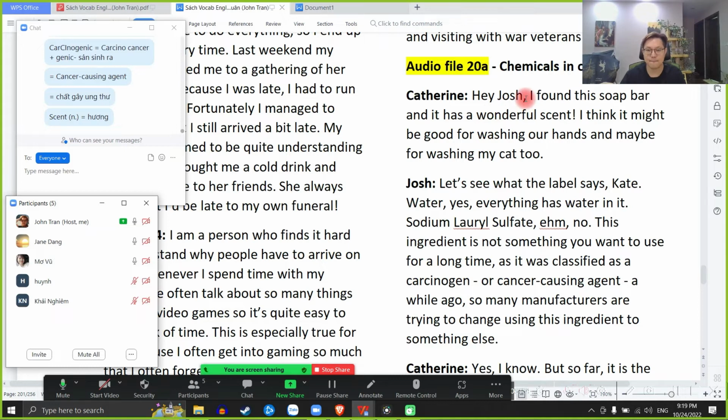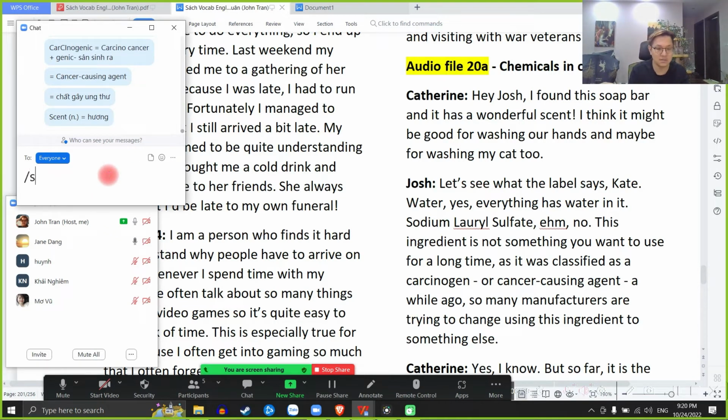Hey, Josh. Hey Josh, I found this soap bar and it has a wonderful scent. I found this soap bar. It has a wonderful scent.